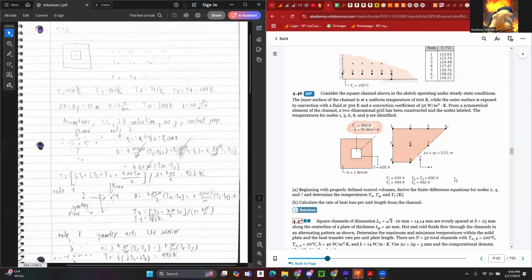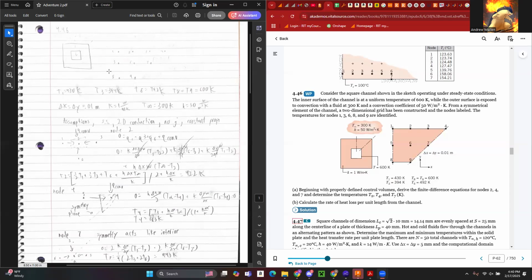It asks us to figure out what the temperatures are at nodes 2, 4, and 7, as well as to calculate the rate of heat loss per unit length from the channel. So now, over here I've already solved the problem and I'll go through my steps.